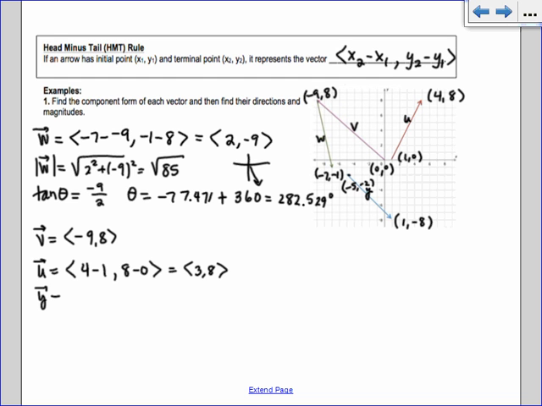And then Y, so the head minus the tail, so I have 1 minus a negative 5. And then I have negative 8 minus a negative 2. So I get 4 comma negative 6. Wait, did I mess up on my 1 minus a negative 5? 1 minus a negative 5 is 6, right? So we get 6 comma negative 6. All right, so those are the different component forms, and you could find the direction and the magnitude for each of those as well, but we'll go ahead and skip that.